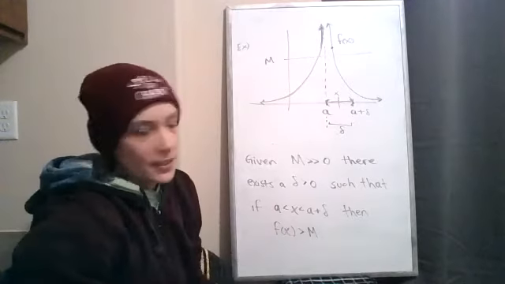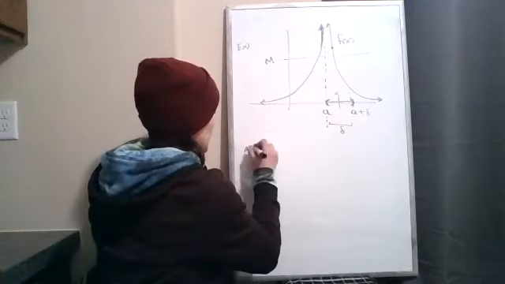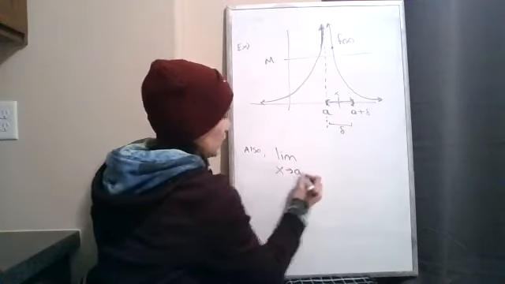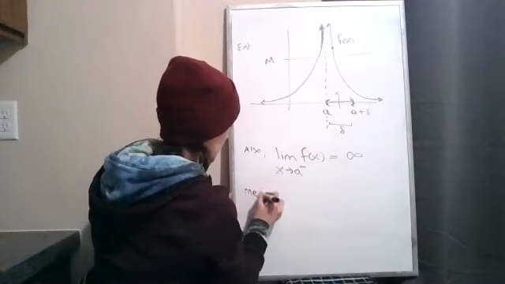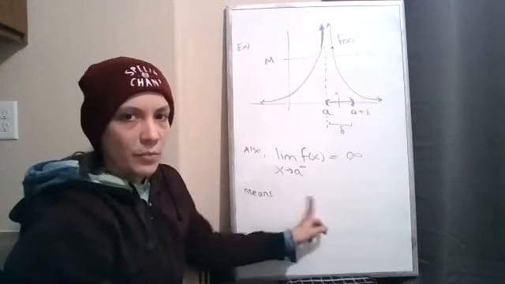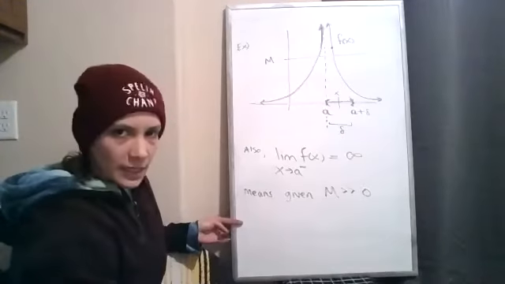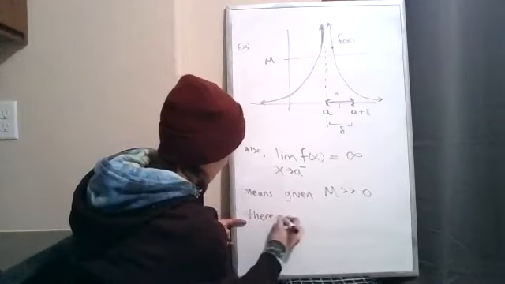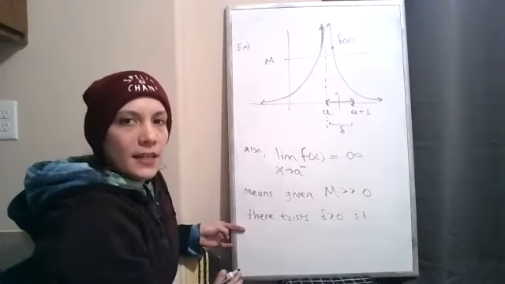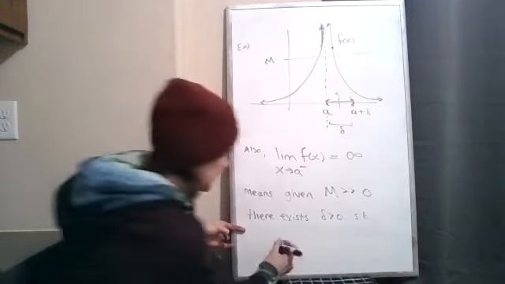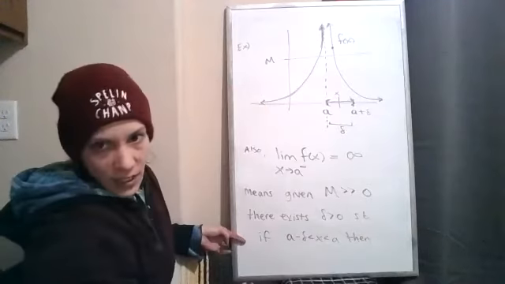Let's do the limit on the left. So as x goes to a from the left, the limit of f of x equals infinity is: given m much greater than 0, there is a delta greater than 0 such that if a minus delta is less than x less than a, then f of x is greater than m.